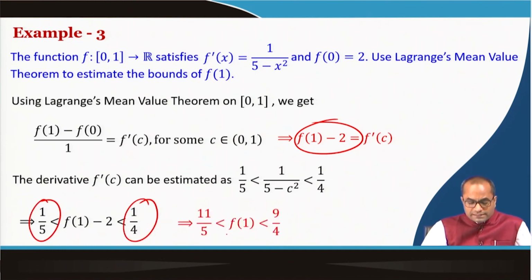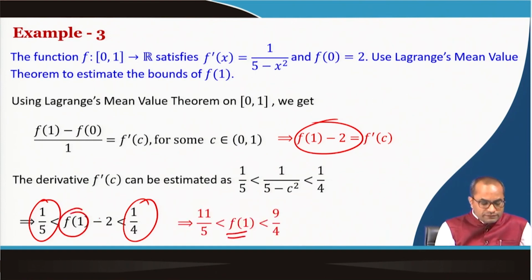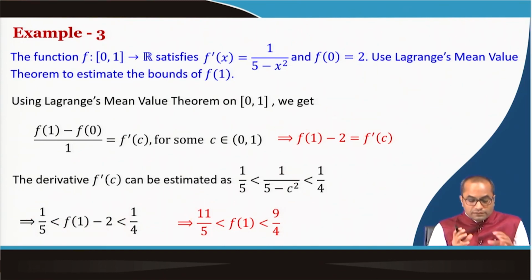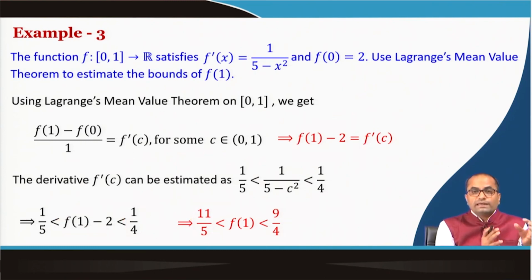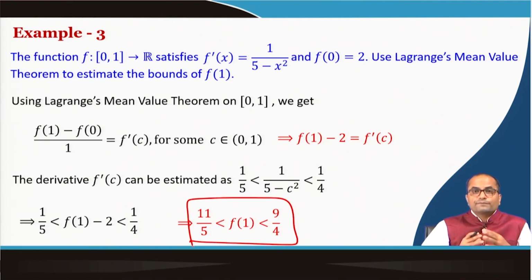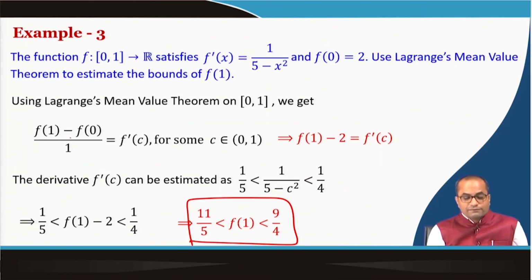So, here we can easily estimate that our f1, so this 2 will go to both of them. So, here 11 by 5 and there 9 by 4. So, this f1 is more than 11 by 5 and less than 9 by 4. This is the conclusion here, that f1 will be somewhere in between. We do not know the exact value here, because from the Lagrange mean value theorem we can get only this information on the bound of f1.